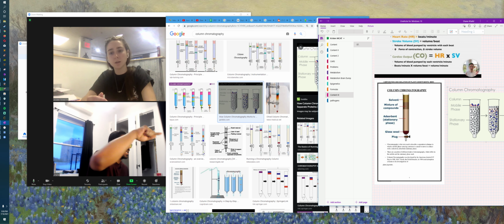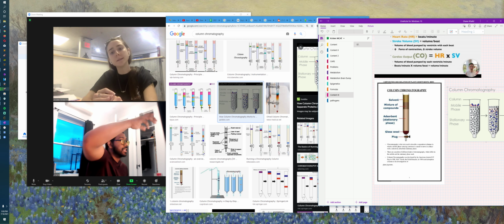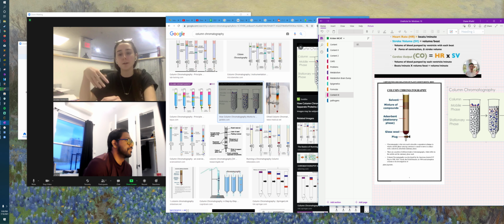I thought the ligands were going to be in the mobile phase. Yeah, that's what I'm saying, right? The stationary phase is like before you put anything in, and then the mobile phase, if you want it to bind, then it binds to that.